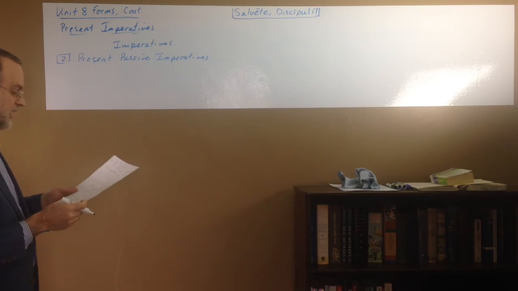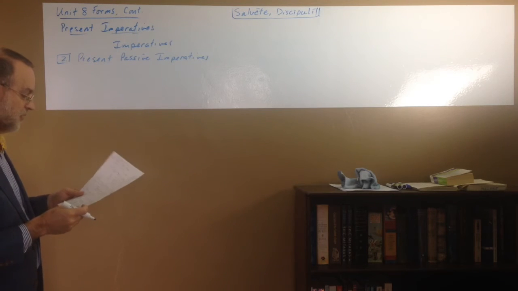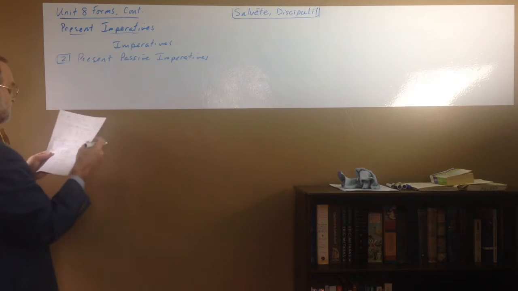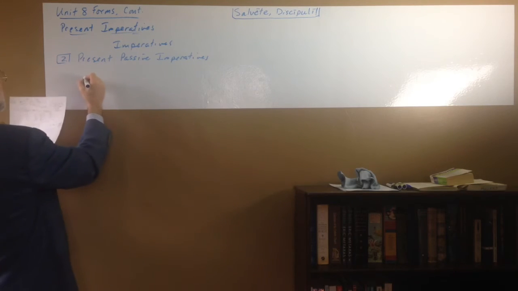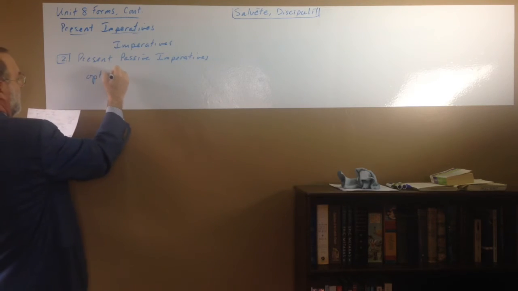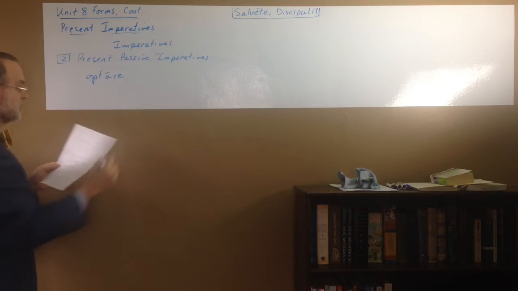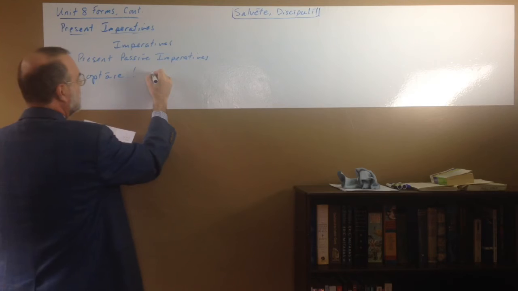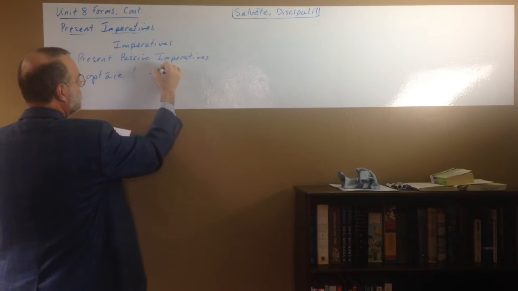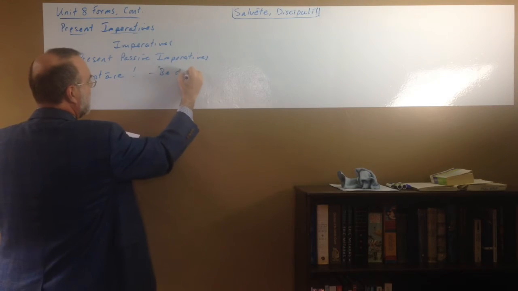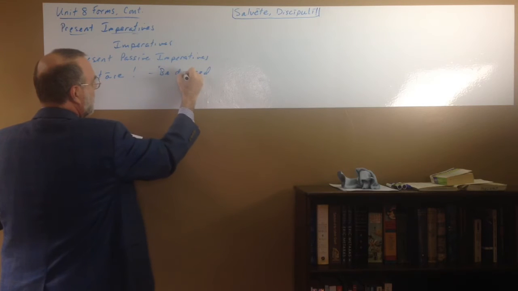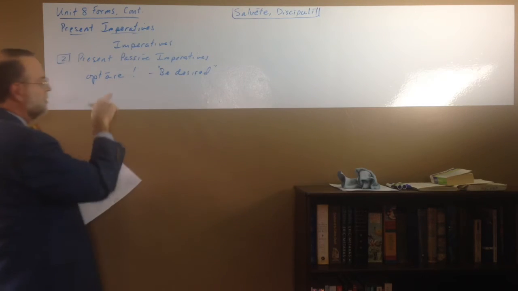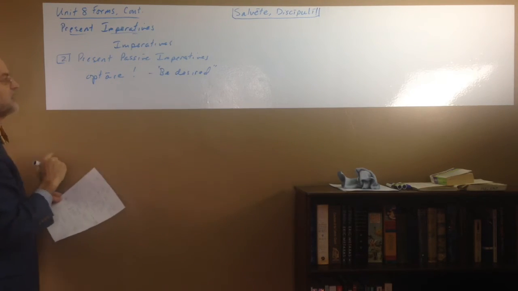Then let's see if you remember, and then I'll help you out if you don't remember them. Okay, so we have optare, and that's the singular form, which means be desired, or you singular, be desired, you singular, be chosen.